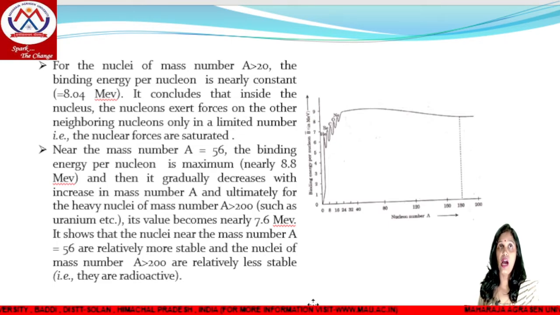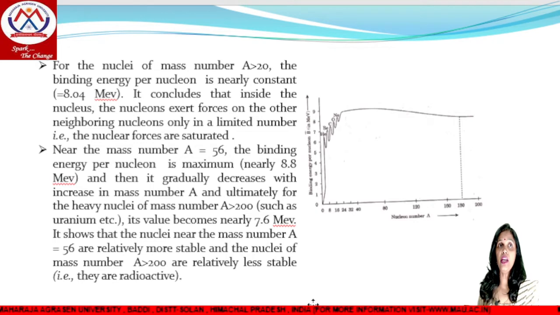It concludes that inside the nucleus, the nucleons exert forces on the other neighboring nucleons only in a limited number. That is, the nuclear forces are saturated. Near the mass number A equal to 56, the binding energy per nucleon is maximum, nearly 8.8 MeV. And then it gradually decreases with increase in mass number A.